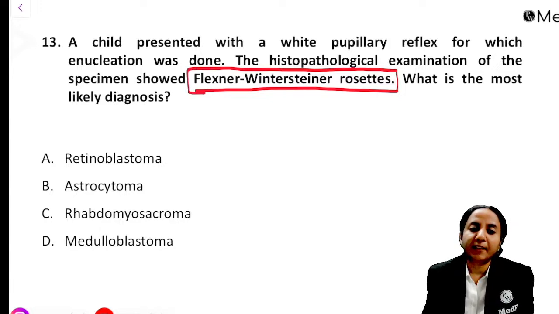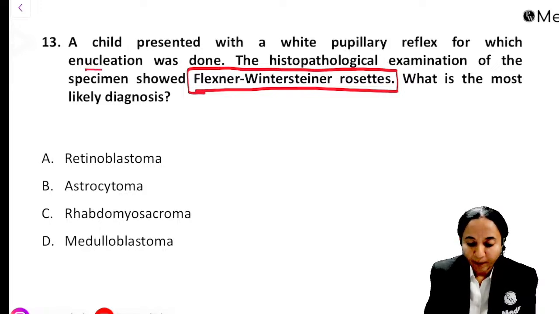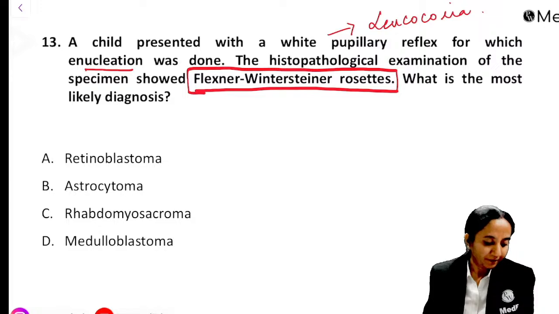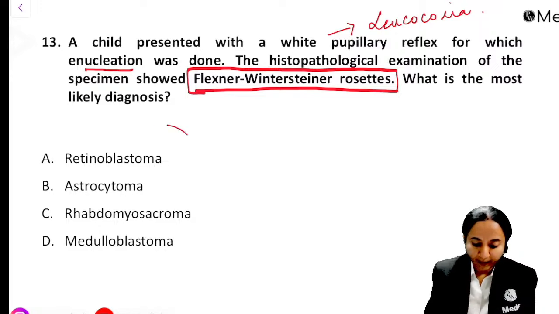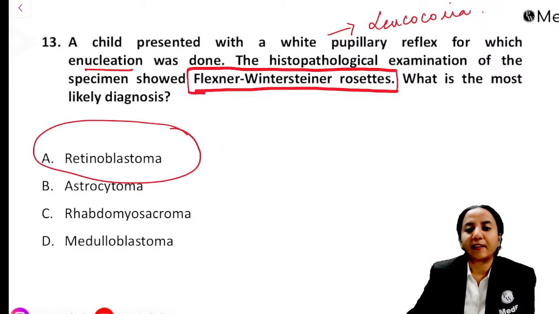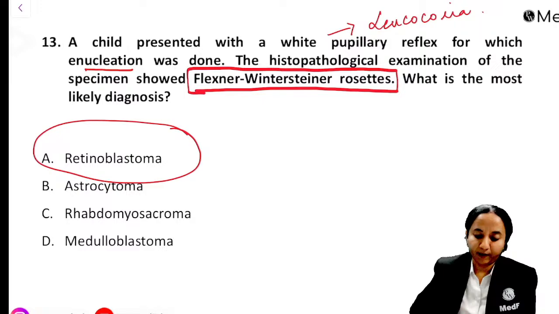Now this Flexner Wintersteiner rosette is obviously the dead giveaway that the child has presented with leukocoria, that is white pupillary reflex, which is the most common presentation for retinoblastoma. So really there is nothing more to discuss in this. Just remember FW rosettes, that is Flexner Wintersteiner rosette.